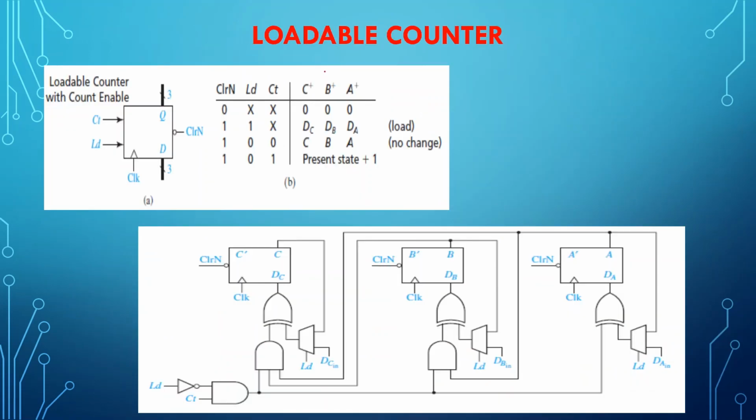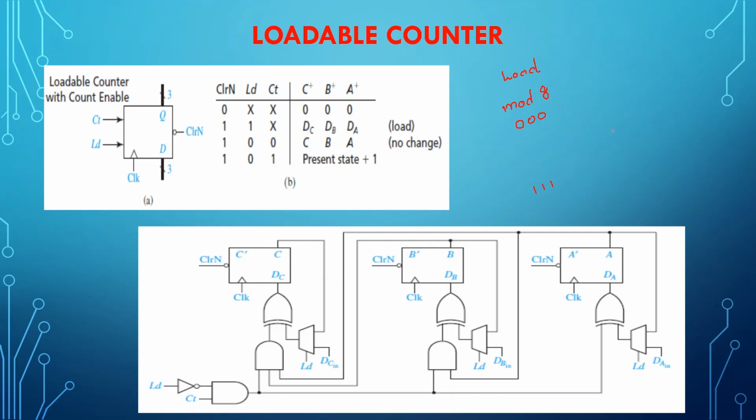Moving on further, the topic is loadable counter. It's the same counter we had here, but the change is that you can load values into the counter. Loading values into the counter means, for example, let's say it is a mod 8 counter. Normally my count starts from 000 and goes up till 111.